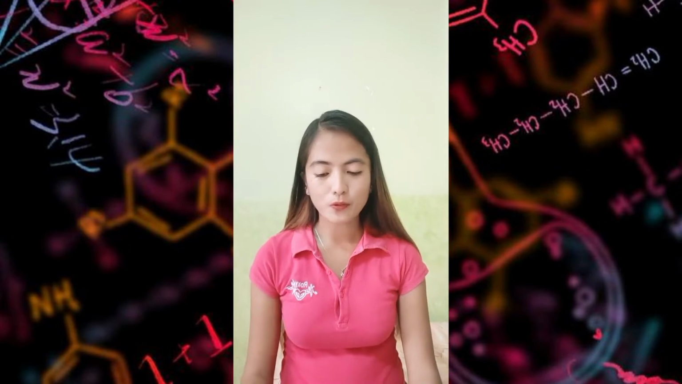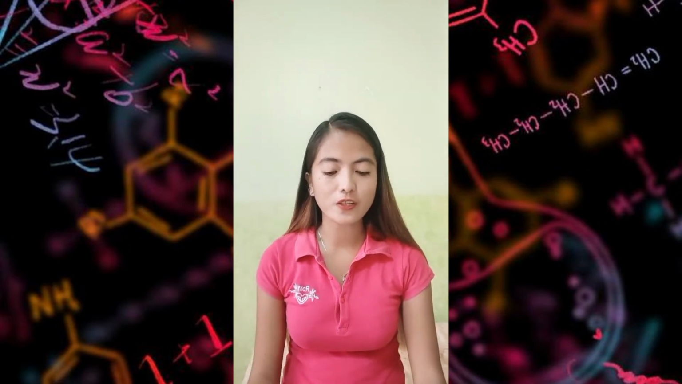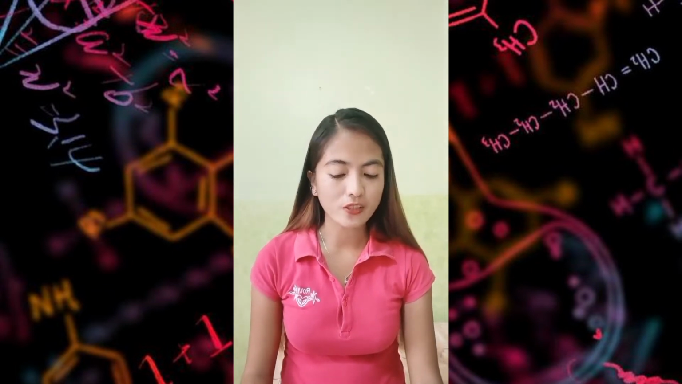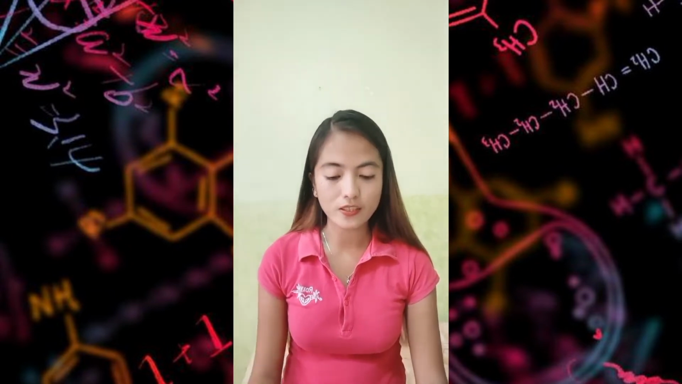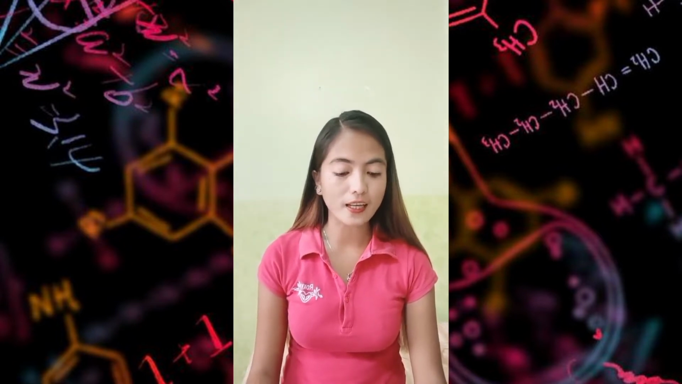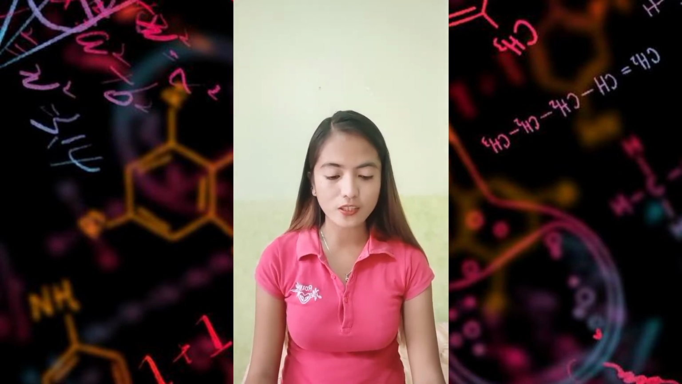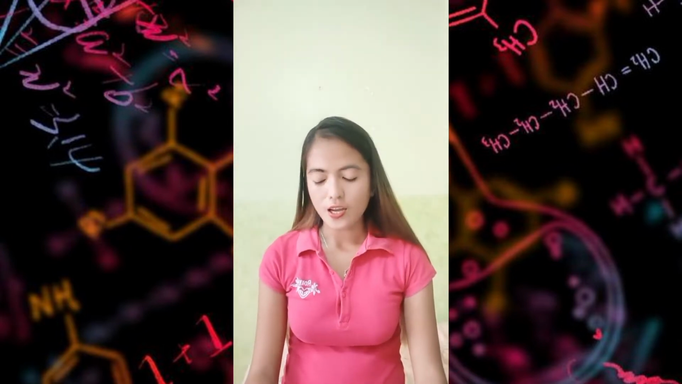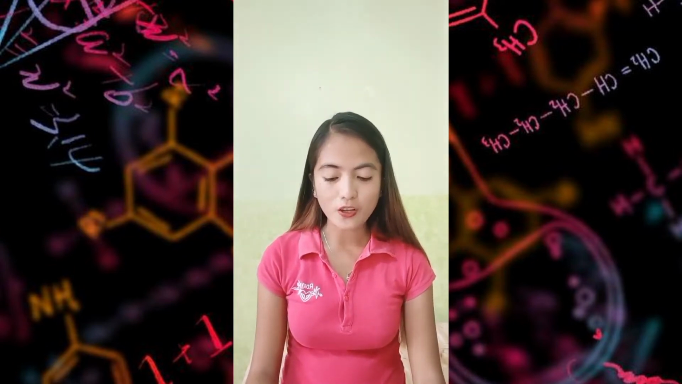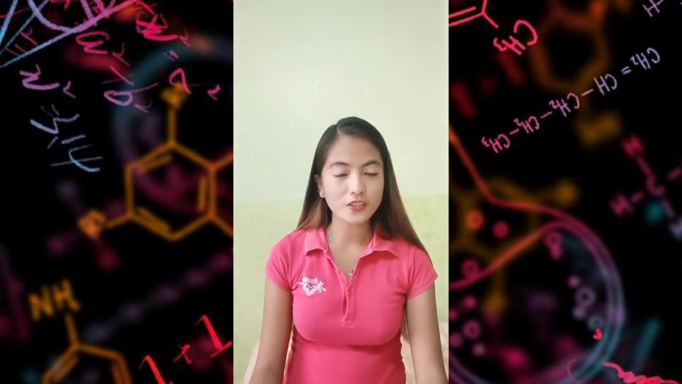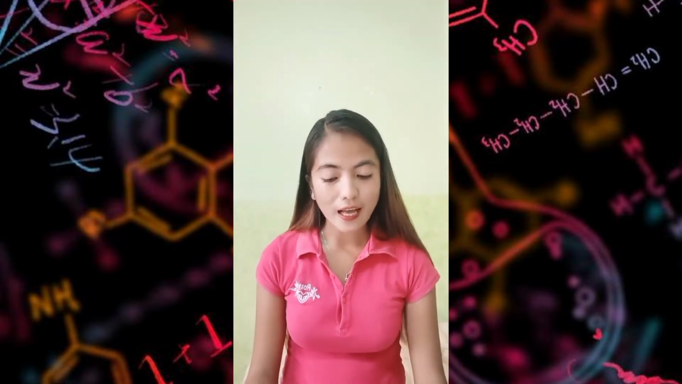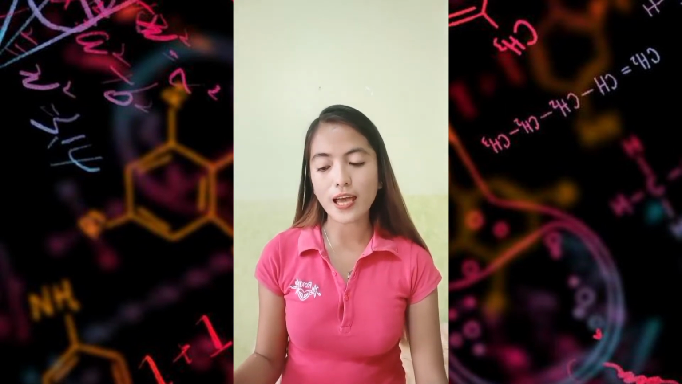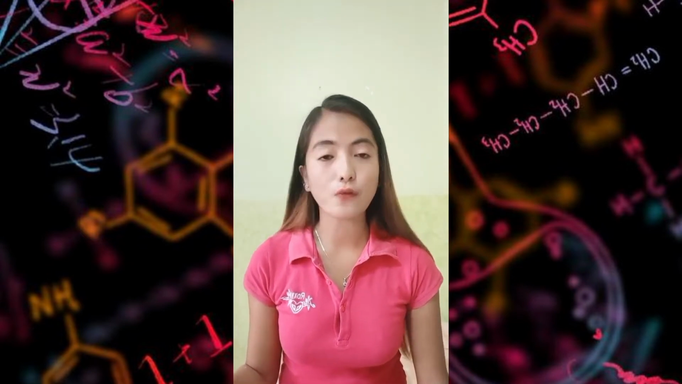Letter B. Phosphorus. Ground state electron configuration: 1s has 2 electrons, 2s has 2 electrons, 2p has 6 electrons, 3s has 2 electrons, and 3p has 3 electrons. C. Oxygen. Ground state electron configuration: 1s has 2 electrons, 2s has 2 electrons, and 2p has 4 electrons.